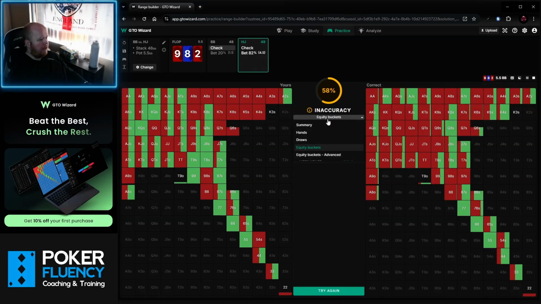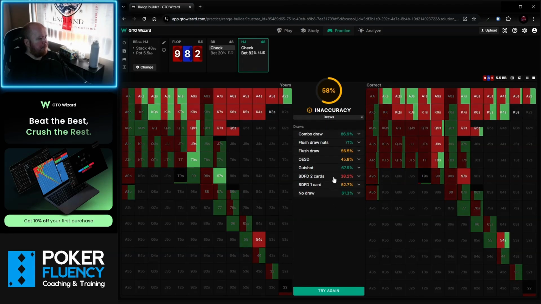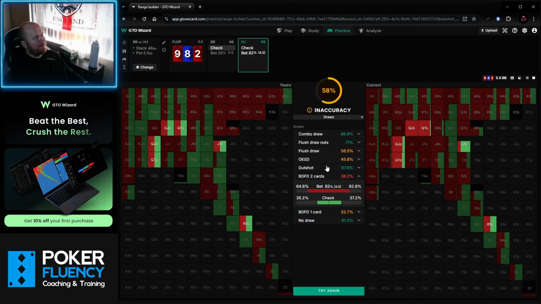But overall, let's look at the draws. Yeah, we got a red on the 2-card back doors as well. So what were we doing? Frequency-wise, we were good. It's really strict. We were very good on the overall frequency of betting the back doors, but we didn't actually bet the right combos of back doors.